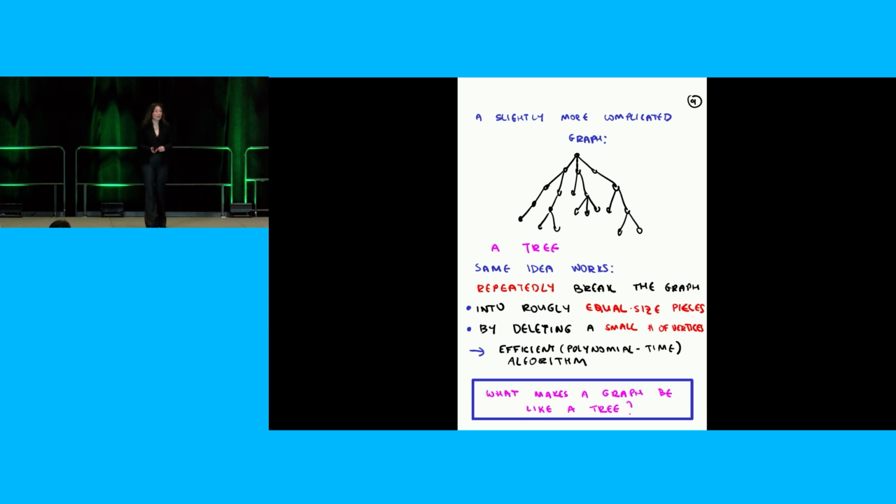And now we can go further. Now we can say, well, what makes a graph like a tree? What causes the graph to have this nice property that I can delete a vertex, so maybe a small set of vertices, and break it into two roughly equal parts? Because that's what we use to solve the problem on the path, and that's what we use to solve the problem on the tree. So what makes a graph be like a tree?